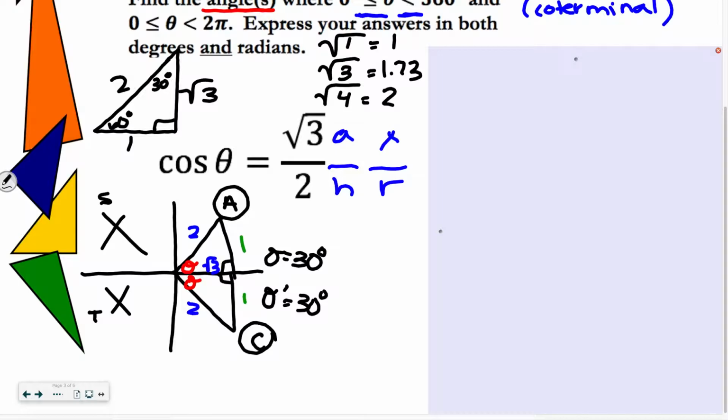Negative 30. Oh, positive. Positive angle. Between 0 and 360 and 0 and 2 pi. Oh yeah. Okay, so then you want to find your actual angle. 360 minus your reference angle is 330. Okay. So now we know 30 degrees, and we know 330 degrees, and then we want to get them as radians as well.